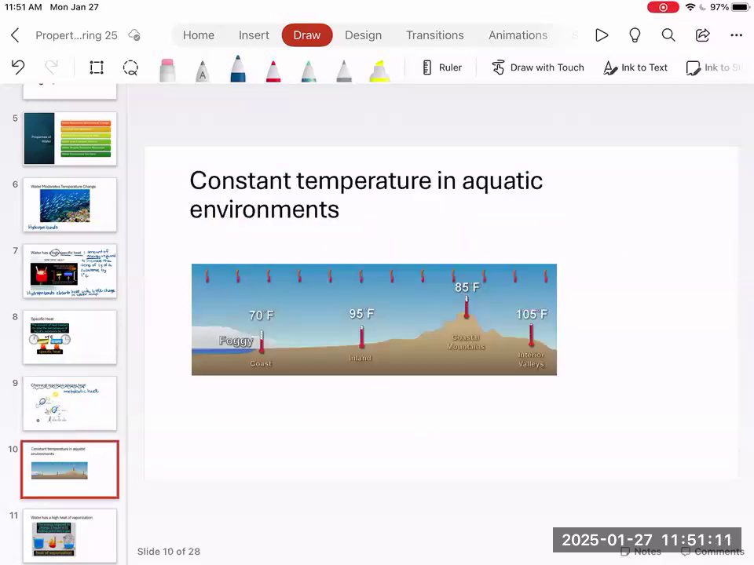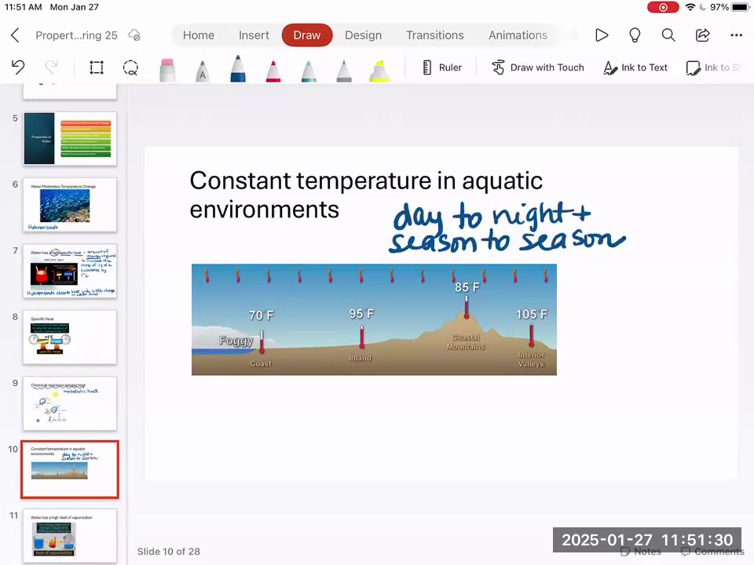Also, as we already mentioned, if you are in an aquatic environment, you have a fairly constant temperature day to night and season to season, relative to terrestrial life. Organisms on land have a lot more extremes of temperature that they have to deal with. You don't have to spend a lot of energy regulating your body temperature if you live in an aquatic environment. So a lake, a pond, a river, an ocean, you're not going to have to deal with those big changes in temperature.